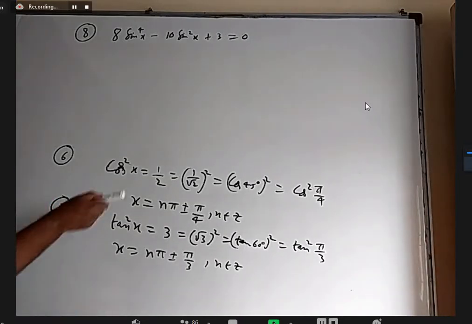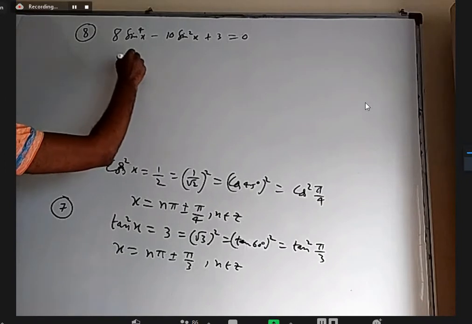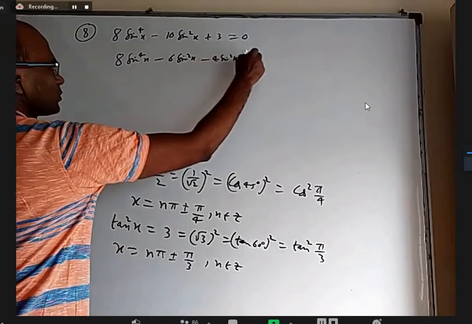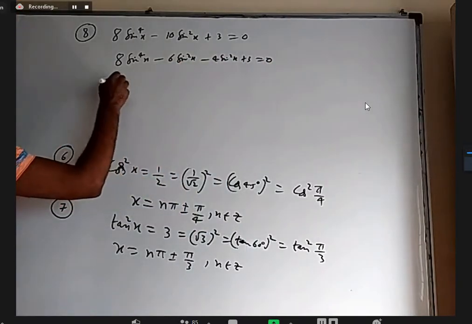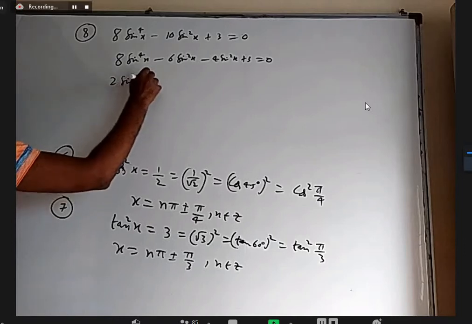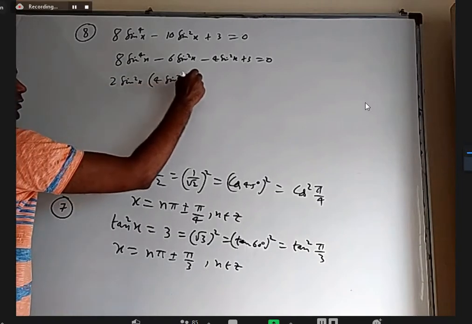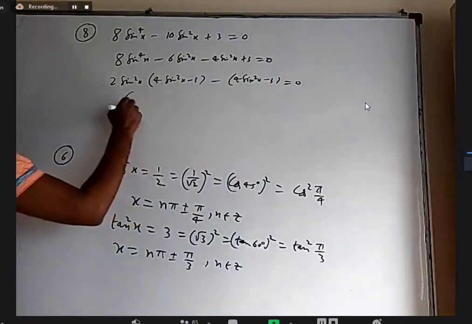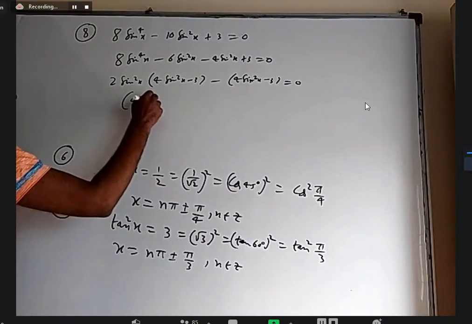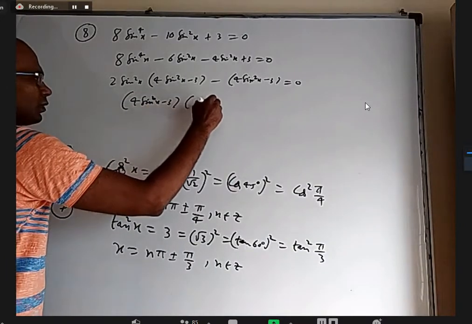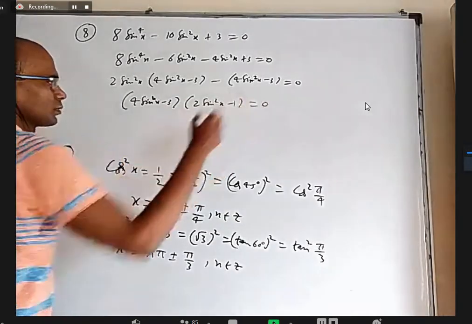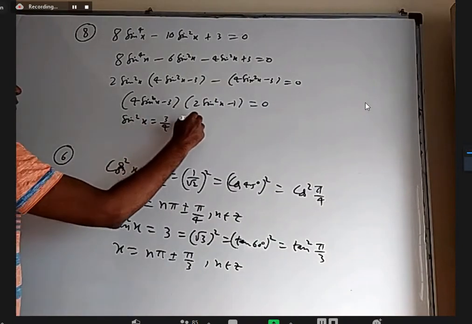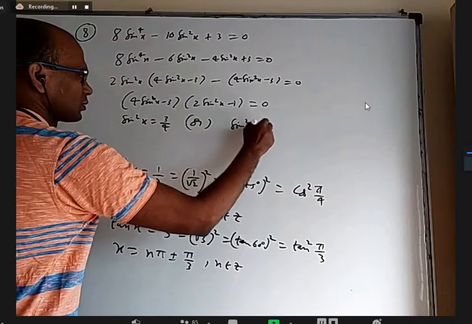Yes, correct. 8 times 3 is 24, you can write 6 and 4 here. 8 sin power 4x minus 6 sin square x minus 4 sin square x plus 3 equal to 0. From these two, I can take 2 sin square x common. I will be left with 4 sin square x minus 3, minus, common 4 sin square x minus 3. So 4 sin square x minus 3 into 2 sin square x minus 1 equal to 0. So we will get sin square x equal to 3 by 4 or sin square x equal to 1 by 2.